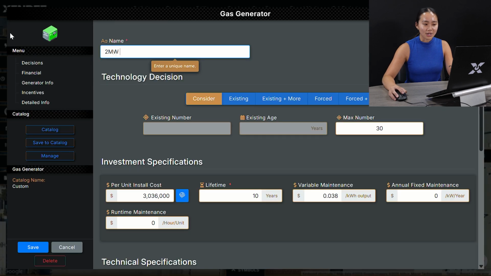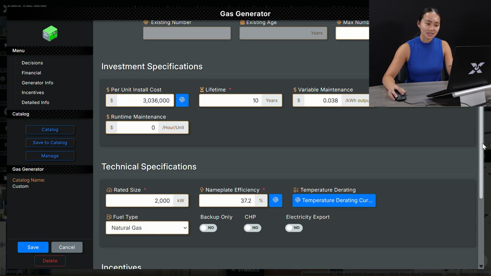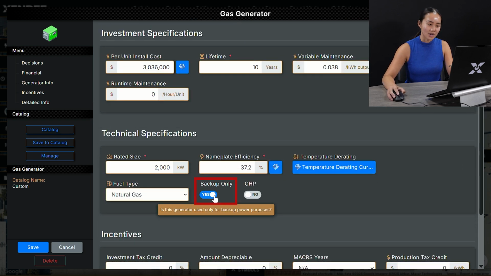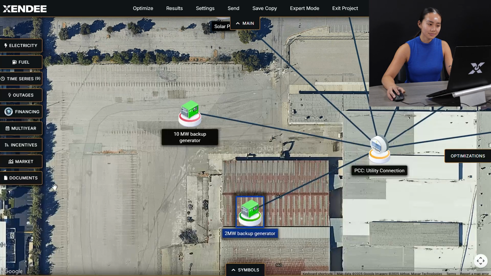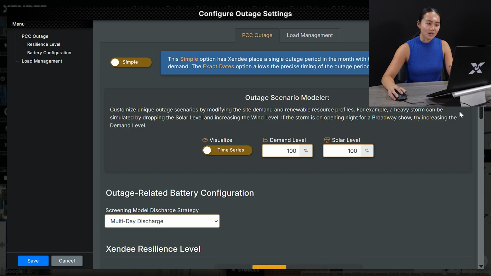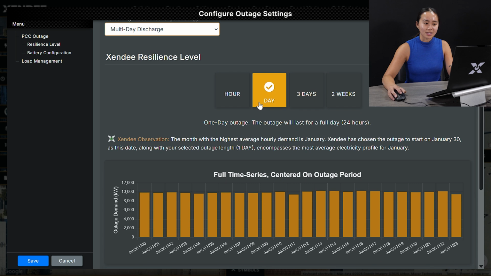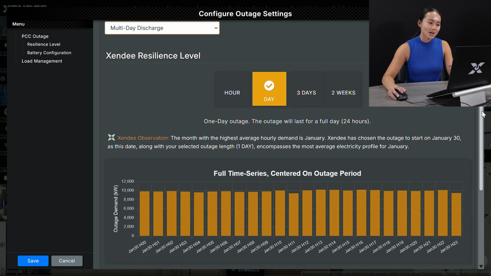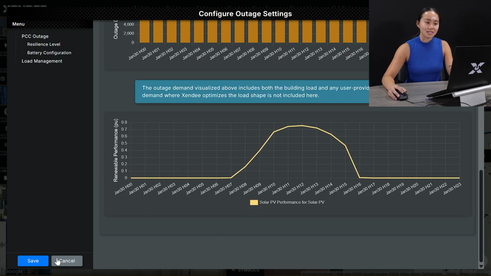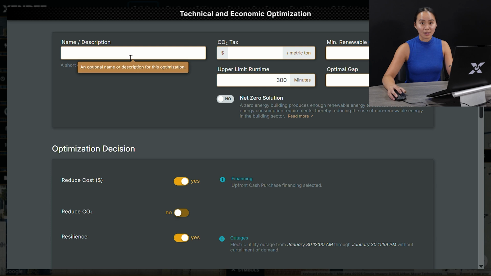Let's add a second generator model that's only rated at 2 megawatts. We set it to consider to let Xendee tell us how much we need and designate it as a backup-only generator. In the outage tab, we also set a one-day utility outage scenario. During the utility outage day, the 10 megawatt generator can be used to meet the electric demand. But remember, we're implementing redundancy for this specific 10 megawatt generator.